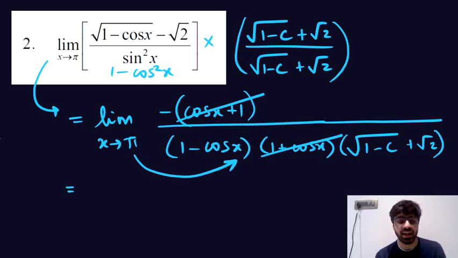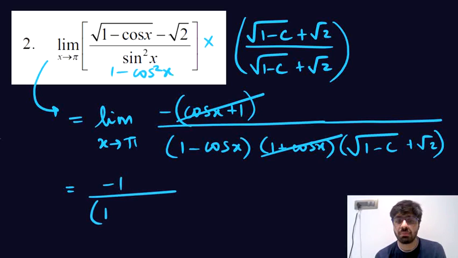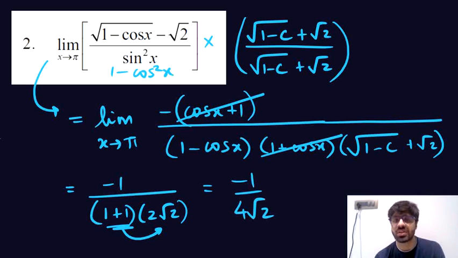and the moment you put x as pi right here, keep in mind cos pi will be equal to minus 1. So we have minus 1 upon 1 minus minus 1 makes it 1 plus 1, and here as well you can put that value as pi. So 1 minus cos pi will be 1 minus minus 1, that is 1 plus 1, which is equal to 2. So we have root 2 plus root 2, which is equal to 2 root 2 in the second bracket. 2 into 2 root 2 makes it 4 root 2 in the denominator, and the final value for this expression becomes equal to minus 1 upon 4 root 2.